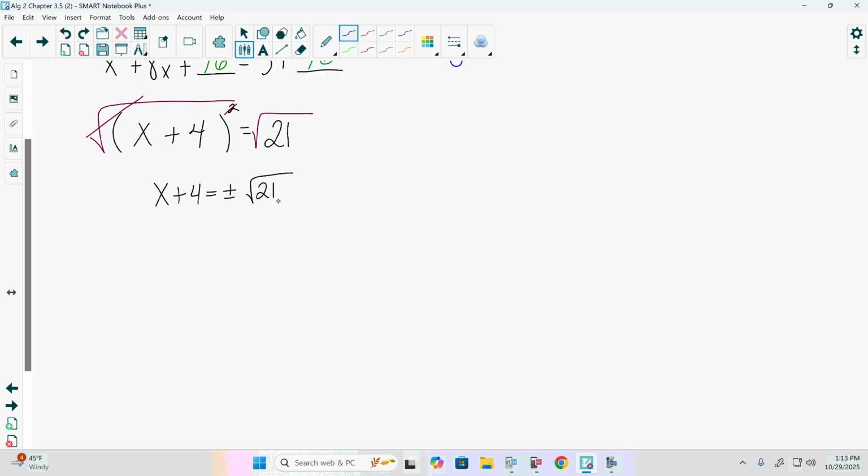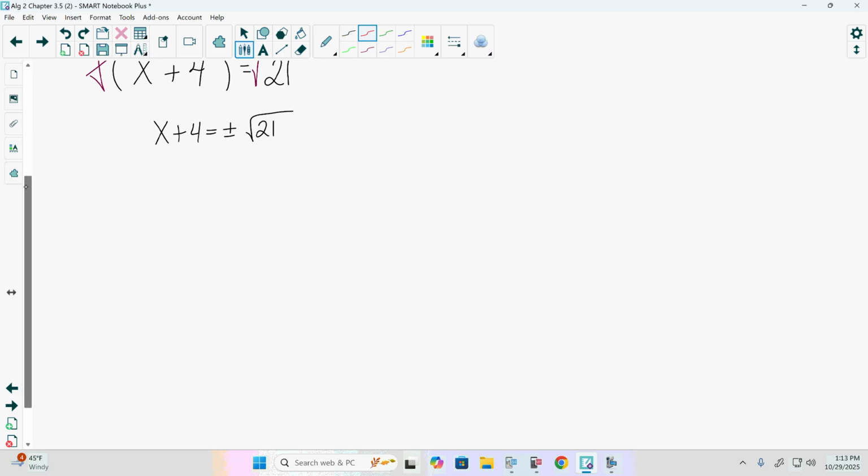So all it's saying is that there are no perfect square factors of 21, because the only factors of 21 are 1 and 21, 3 and 7. All of those are prime numbers, except for 21. 1, 3, and 7 are prime. So there are no perfect squares that will simplify out. Last but not least, we need to get x by itself, so we're going to subtract 4, telling us that x is equal to negative 4 plus or minus the square root of 21. And that's it.